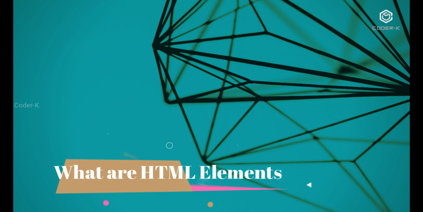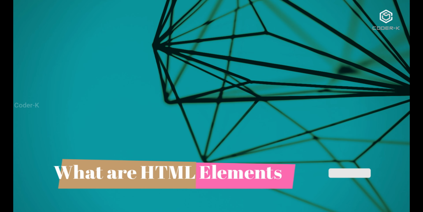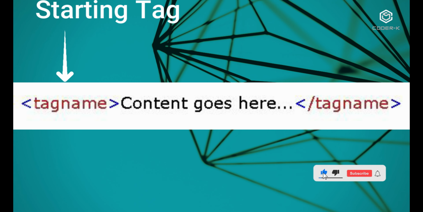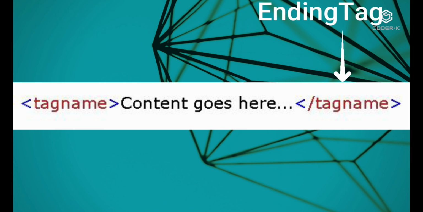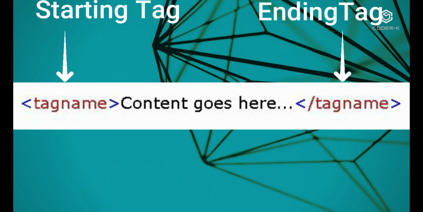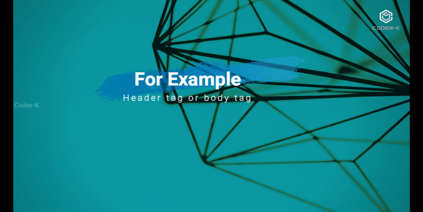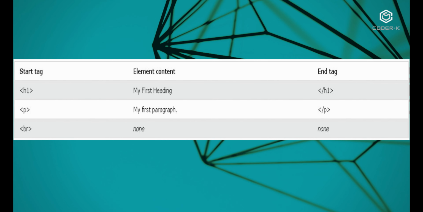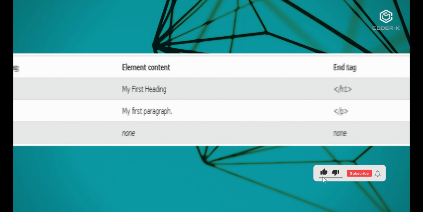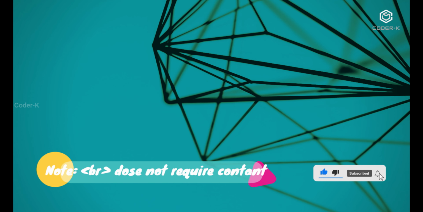Now come to our second common question. The question is, what are HTML elements? Our answer is simple: an HTML element is defined by a start tag, some content, and an end tag. The HTML element is everything from the start tag to the end tag. For example, we can take the head tag or body tag, which have both starting and ending tags. Here in the display there are some more examples of the elements. Please note this point that some HTML elements have no content, like the BR element. These elements are called empty elements. Empty elements do not have an end tag.